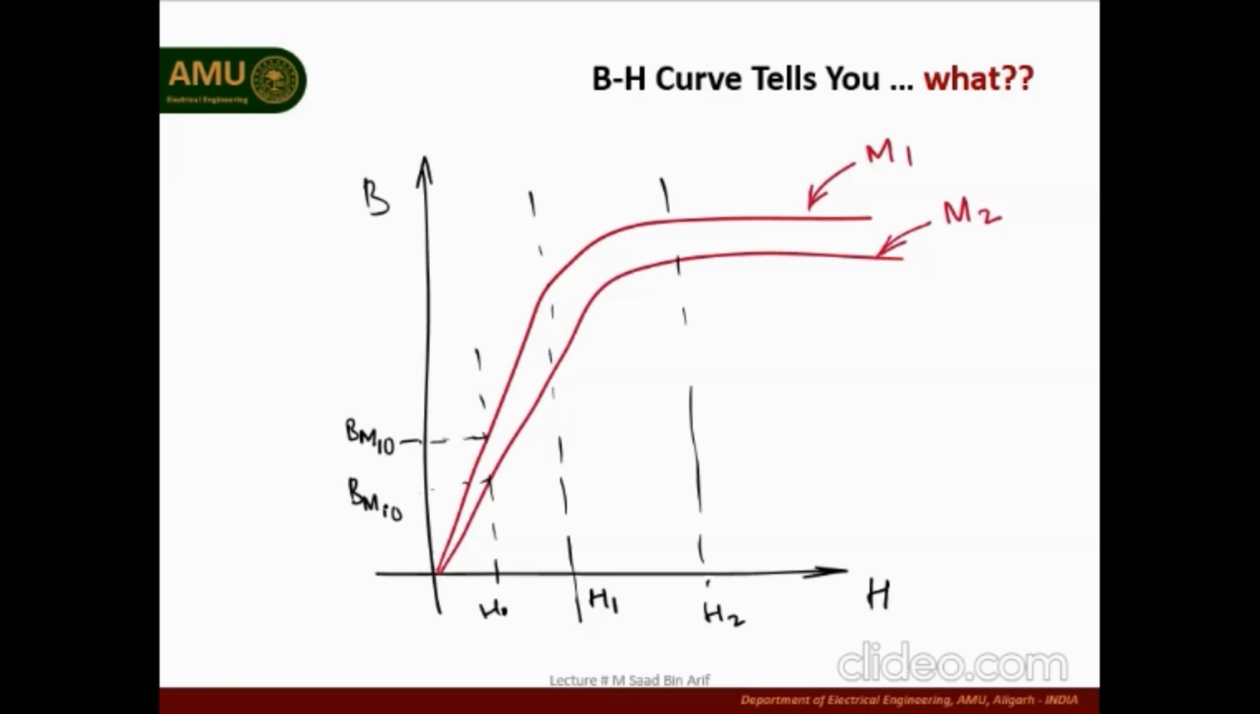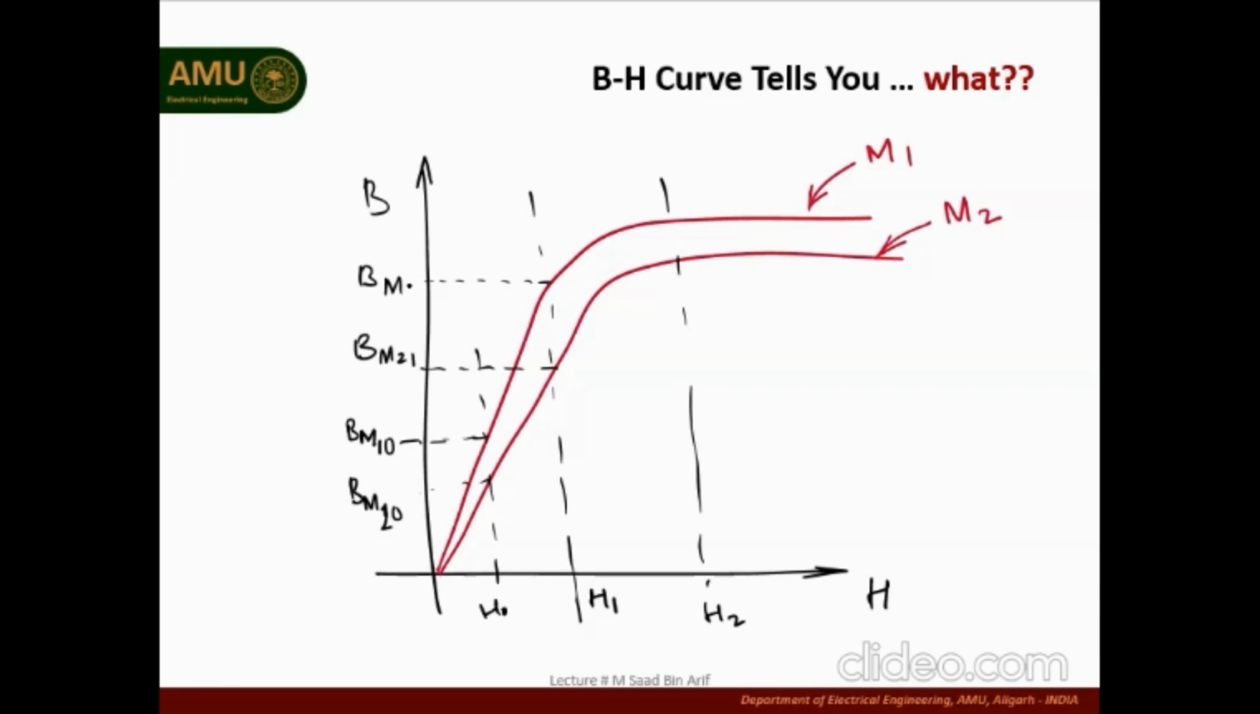See, corresponding to this magnetic field intensity, the value of magnetic flux density, the flux established in the material M2 and M1, we have over here and here. Similarly, corresponding to H1, we have B M21, and at the same value of H1, we have B M11.